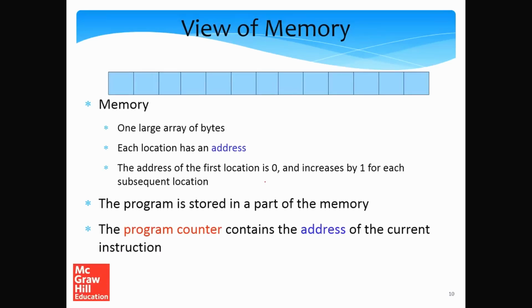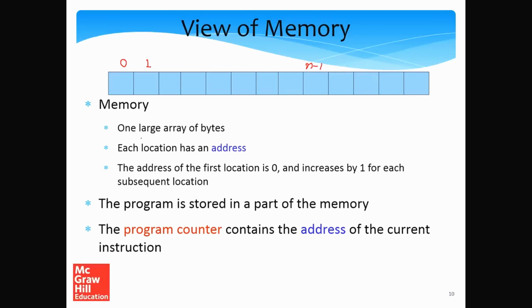So now let's take a look at memory. All assembly language programs, or all programs for that matter, look at memory as one large array of bytes, one huge, very large array of bytes. Each byte or each location has an address. We start counting from 0 in computer science, so the address of the first byte is 0, the address of the second byte is 1, and similarly the address of the nth byte is n minus 1.